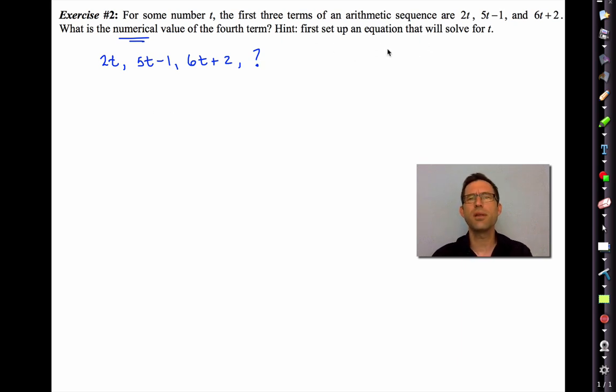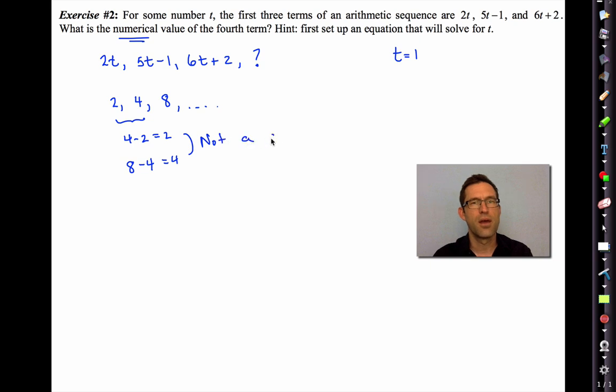Well, before we do this, let me grab a value of t. Let me take t equals 1 and plug it in here. What would I have? I'd have 2, 5 minus 1 would be 4, and 6 plus 2 is 8. Well, this isn't arithmetic, right? Because 4 minus 2 is 2, but 8 minus 4 is 4. So this is not a common difference. So t equals 1 is not the right value of t to make it an arithmetic sequence.